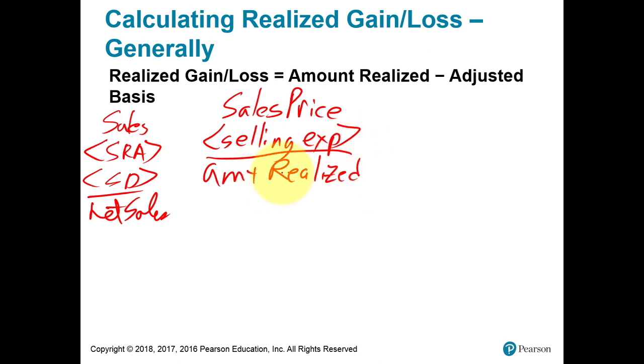Now we get to subtract out the so-called adjusted basis. And again, we're spending some time in this slideshow to figure out how much this adjusted basis is. If the amount realized is bigger than the adjusted basis, the excess amount realized is a gain realized. Or if the adjusted basis is bigger than the amount realized, the excess is a realized loss.